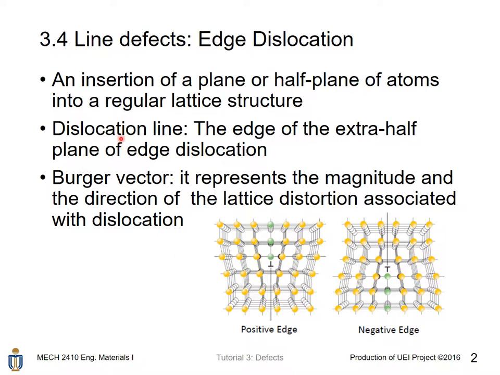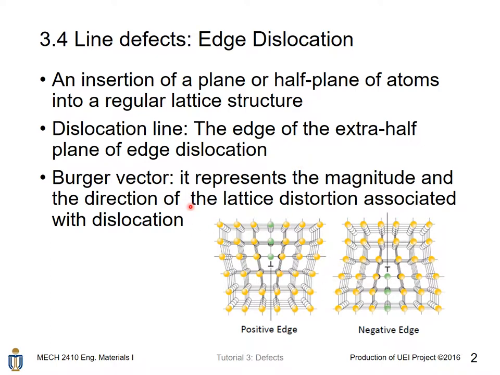The dislocation line is defined as the edge of the extra half plane of the edge dislocations. This we call edge dislocations, those green atoms. And the T shape, which marks the dislocation line, is quite straightforward and intuitive, and you can basically understand how we draw the symbols. How can we identify the addition of these extra atoms in a crystal?